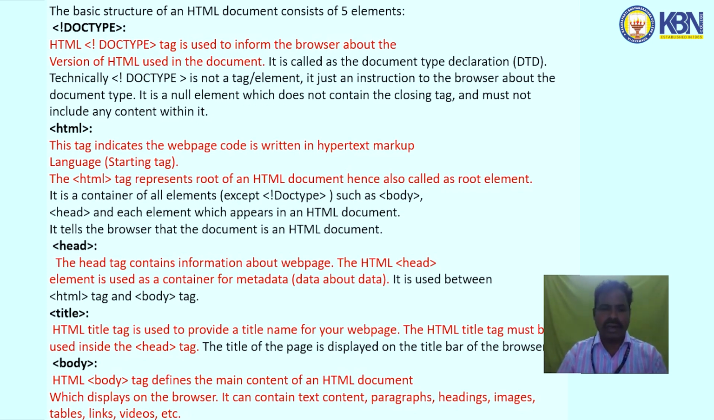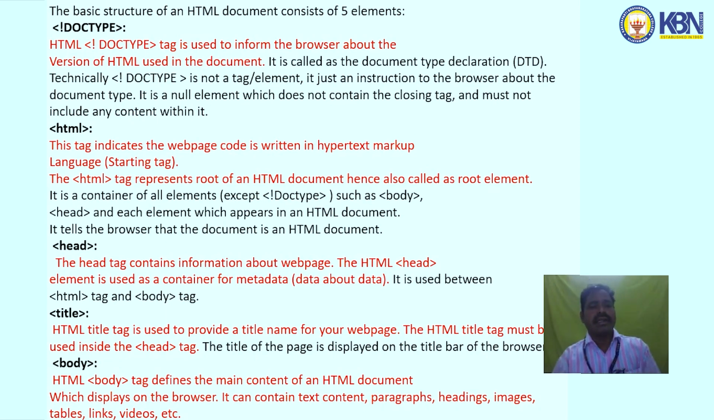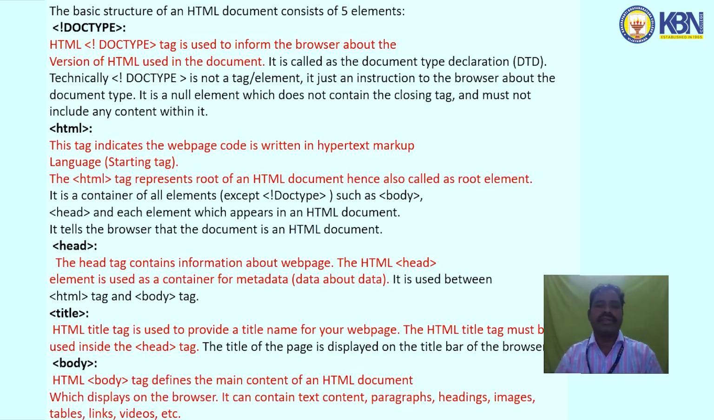Next, second one, head. The second tag is the head tag. The head tag contains information about the web page. The head element is used to contain metadata, or data about the data. It is used between the HTML tag and the body tag.